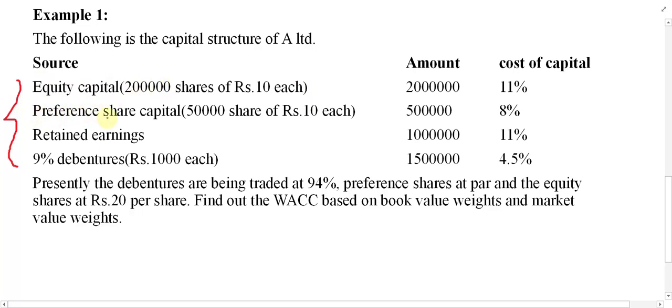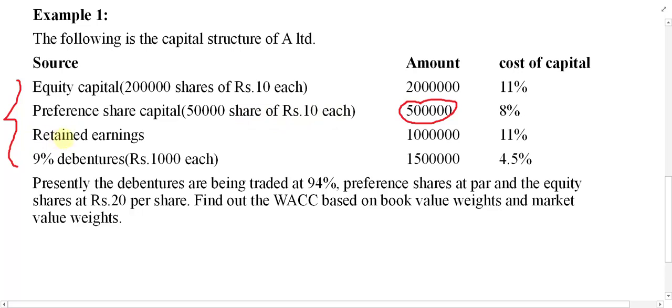This company also has issued preference share capital. How much is provided by preference share capital? 5 lakh is provided by preference share capital. And the cost is equal to 8%. Costs are directly given in the question, right? And for raising 5 lakh of preference share, 50,000 shares are issued at the price of 10 each.